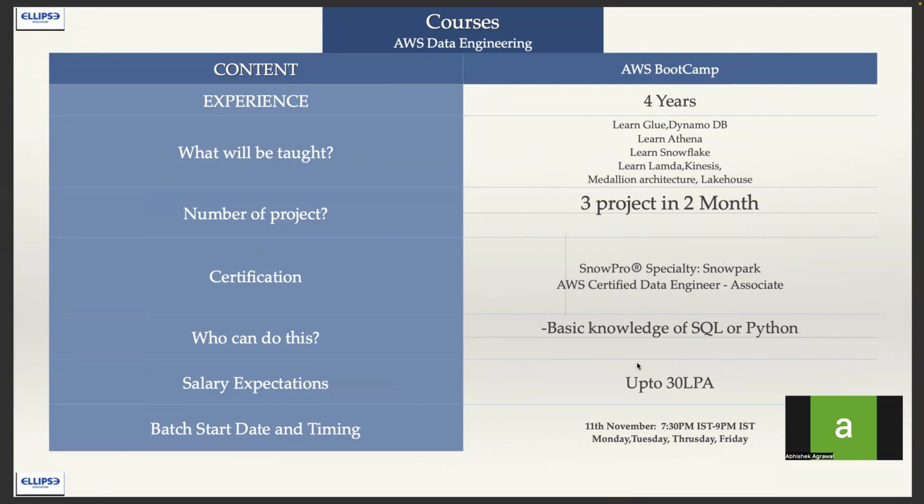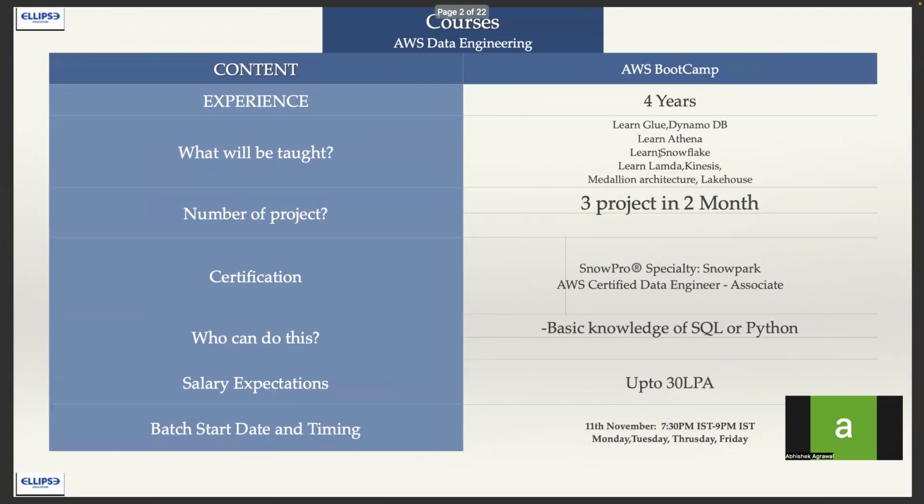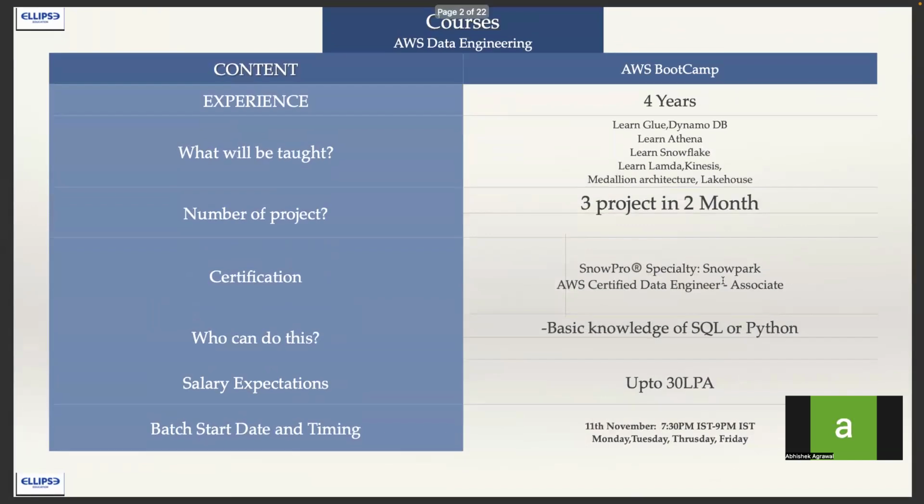Now, if somebody is looking for more than 30 LPA and more than 4 years of experience, right? In that case, you can also learn the AWS data engineering course along with our Snowflake course as well, which gives you more experience. Here also we are teaching Snowflake, but you can learn 2 months more about Snowflake and go deep into it. So here we will teach you Glue, DynamoDB, Athena, Kinesis, Lakehouse, and then you can do another 2 months of Snowflake, which will increase your experience, and then you can target more than 30 LPA as well. And you can also do the SnowPro Core certificate by doing this particular course, right?